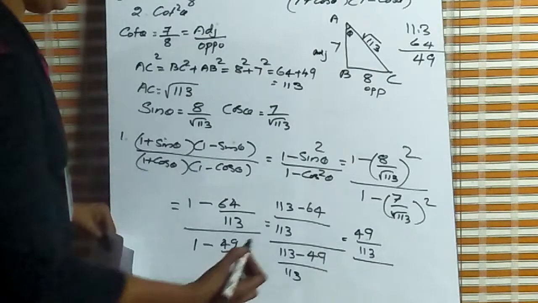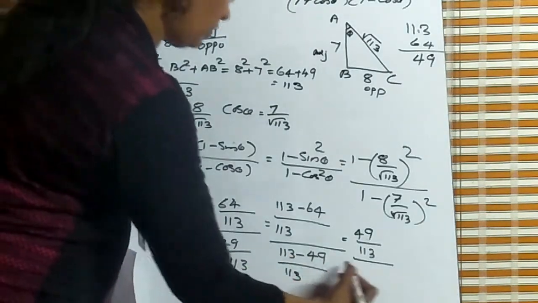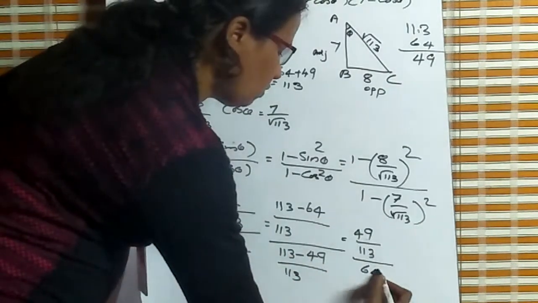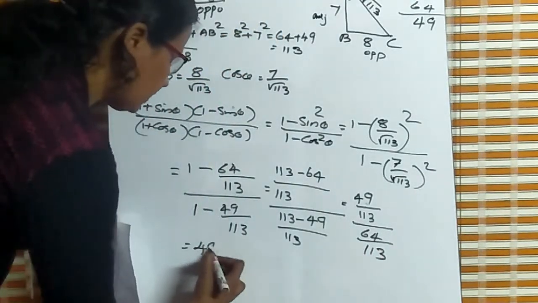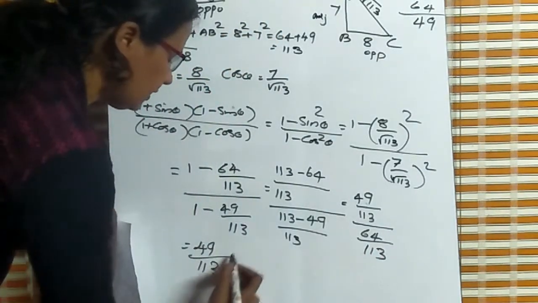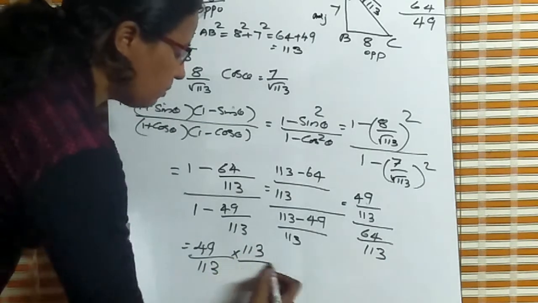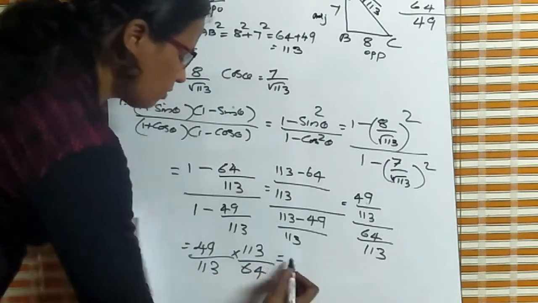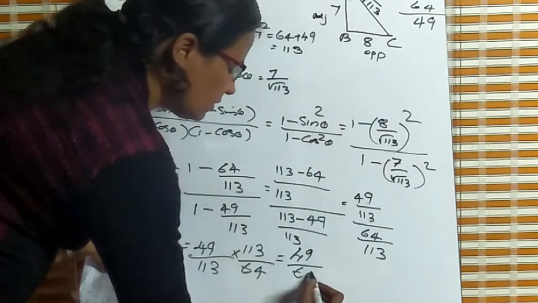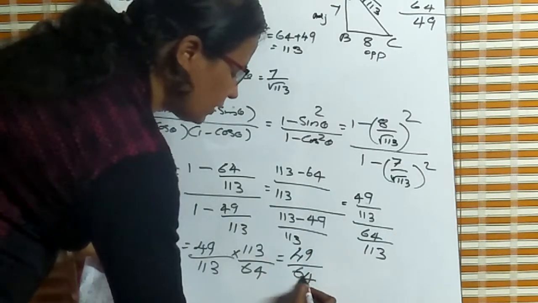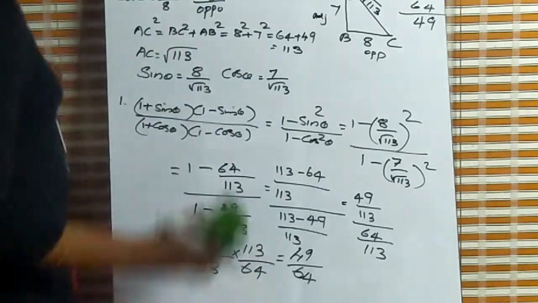And 113 minus 49 is 64. So we get 49 divided by 113 into 113 by 64, which equals 49 divided by 64. That is the answer.